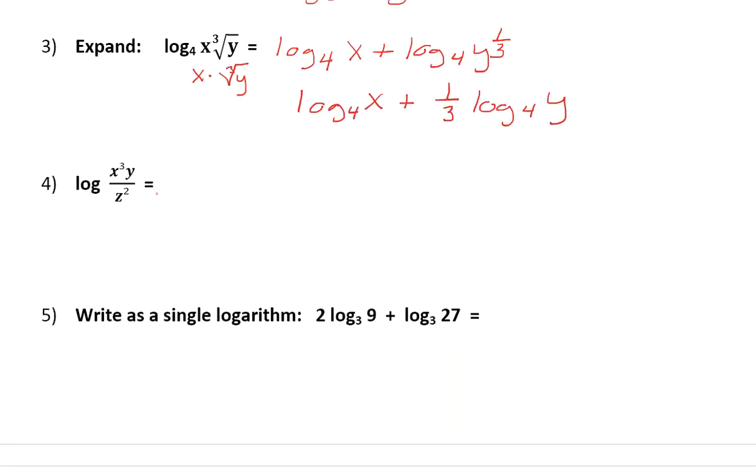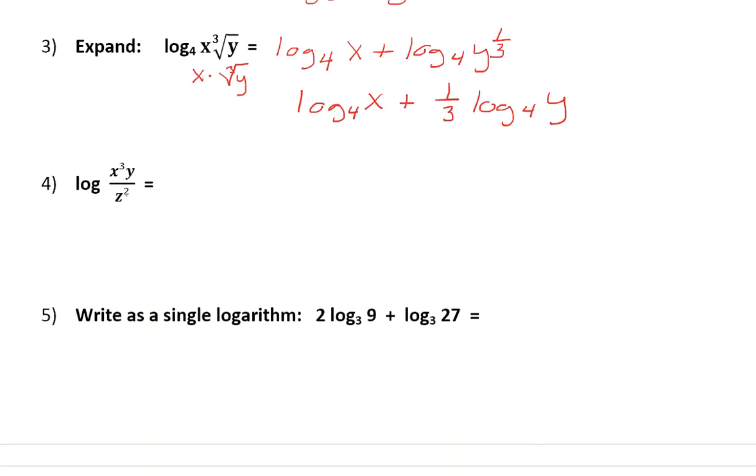In this next example, again, we want to expand this. This is a great example. It has all three properties built into one problem. We have some exponents to take care of that we'll be pulling out in front. We are multiplying the x cubed times the y, so when we split that up we'll be adding. And then we're dividing by the z squared, so using that property we'll be subtracting. So let's just split up the multiplying first.